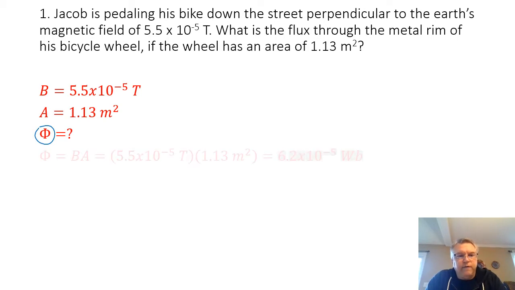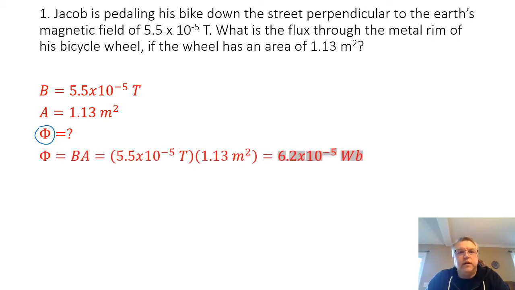And I know that phi is equal to the magnetic field times the area. So I simply have to multiply those two values together. 5.5 times 10 to the minus fifth Tesla times 1.13 square meters is going to give me a flux of 6.2 times 10 to the minus fifth Weber. And remember, this is our unit for magnetic flux, the Weber.